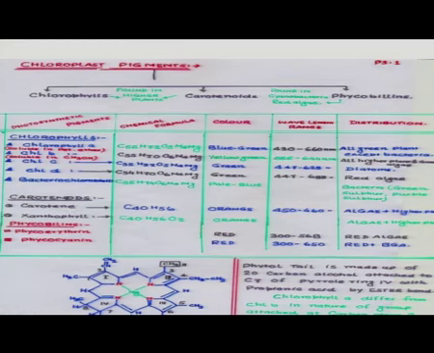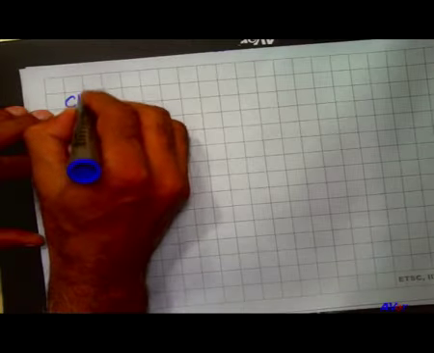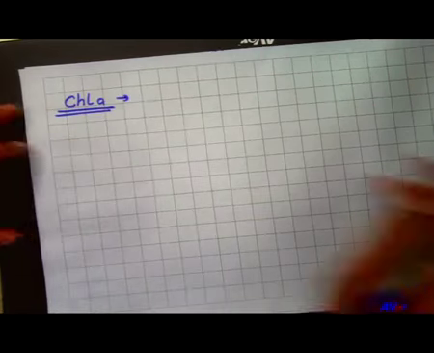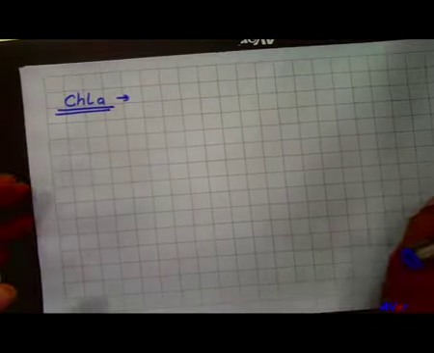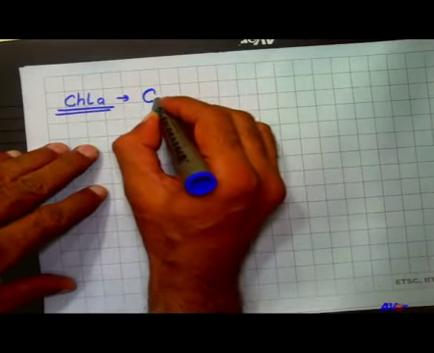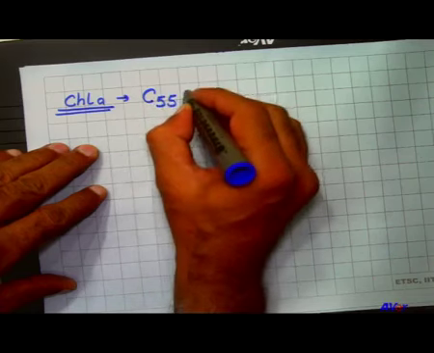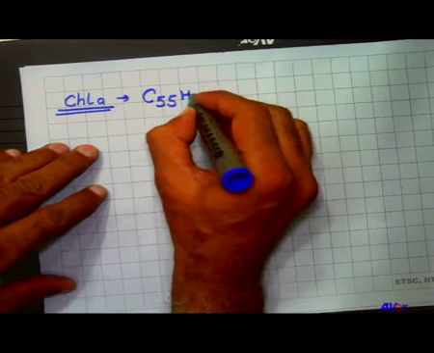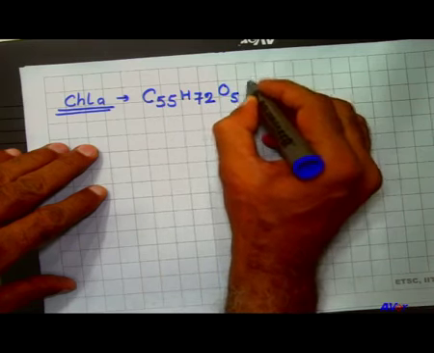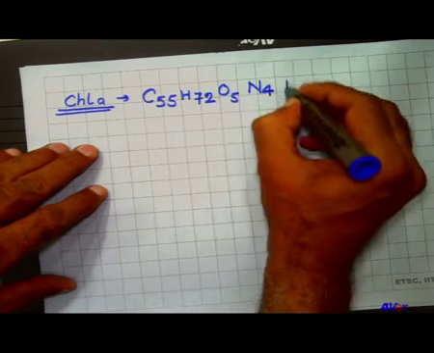The chlorophyll A, which is most abundant in the green plant, is found in the higher plant as well as green algae. Its molecular formula is C55H72O5N4Mg.